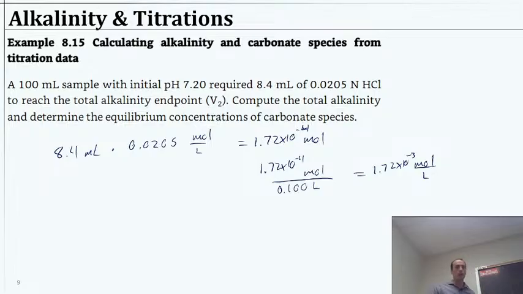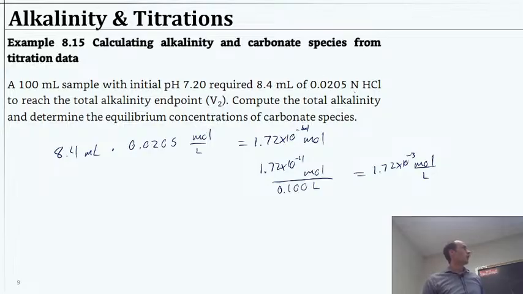So that's my first thought, right? So we can take 8.4 milliliters. You can divide that by 1,000 for 1,000 milliliters in 1 liter. I went ahead and just kind of did that. I just pulled up Excel real quick to do that. Or you could say 0.00084 liters times 0.0205 moles per liter.